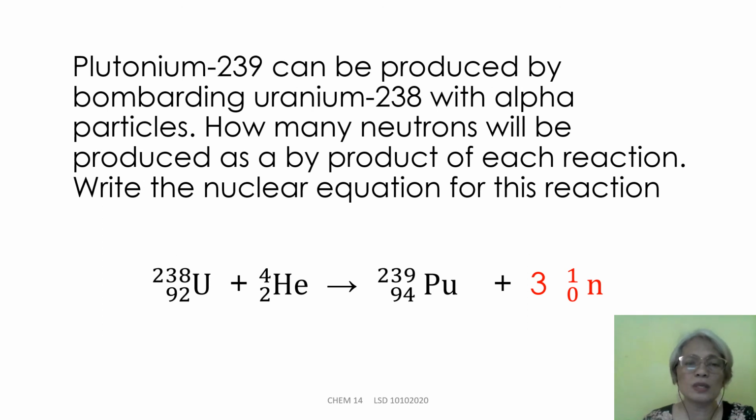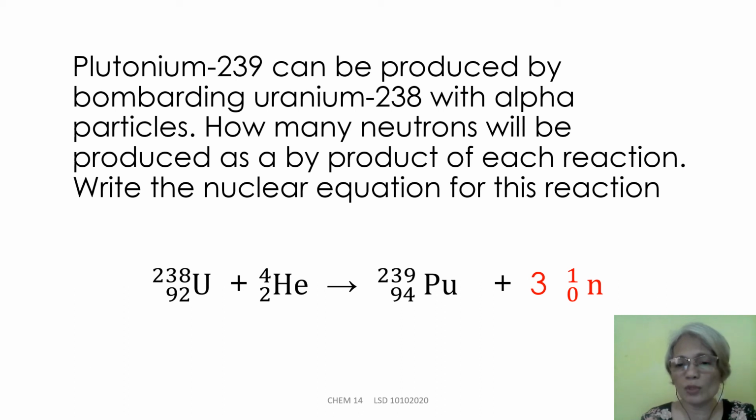Another example is the plutonium-239, which can be produced by bombarding uranium-238 with alpha particles. Now, how many neutrons will be produced as a byproduct of each reaction? So we have uranium-238, 92 atomic number, no? Bombarded with alpha particles. So again, the mass number should be balanced. So we have 238 plus 4, that's 242. We have here 239. So we need 3, no? We need 3 here, so we know that we need 3 particles of neutron.